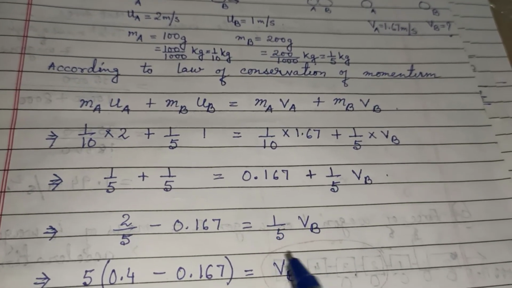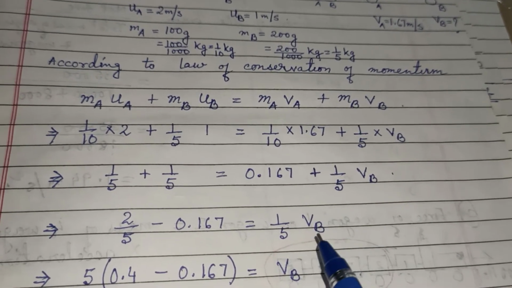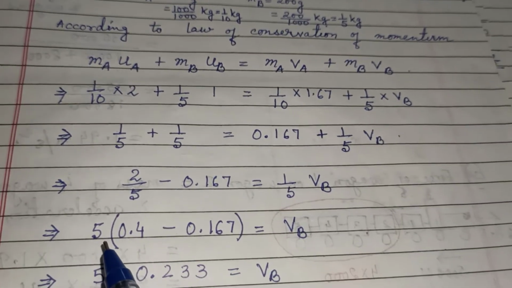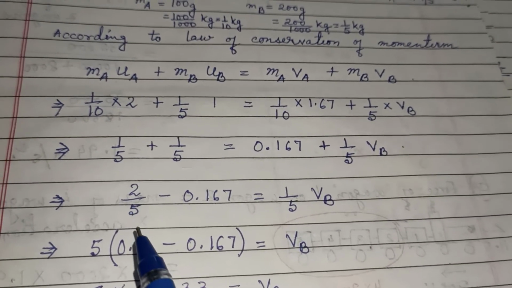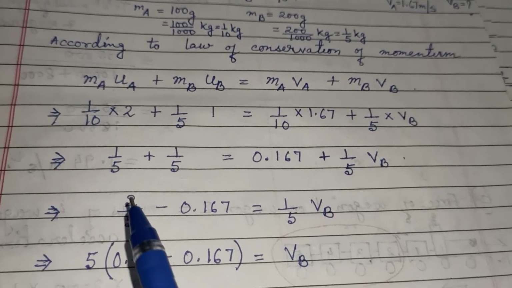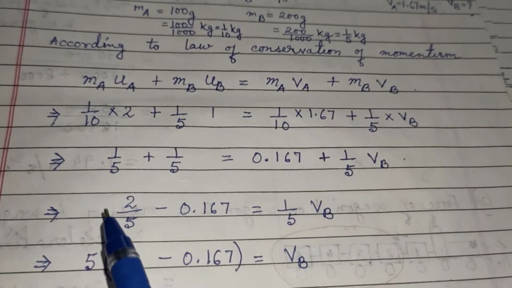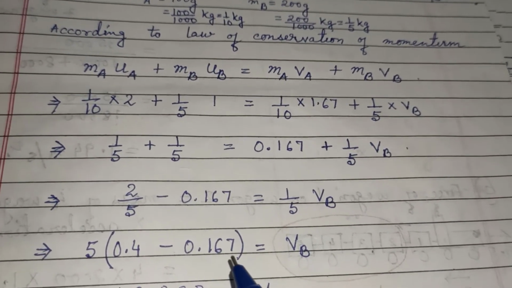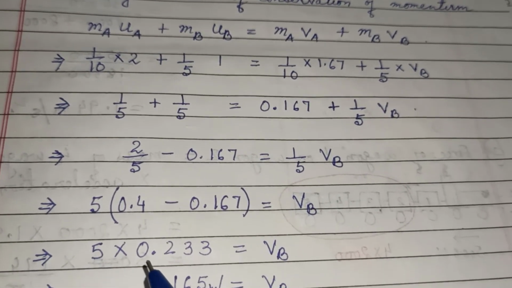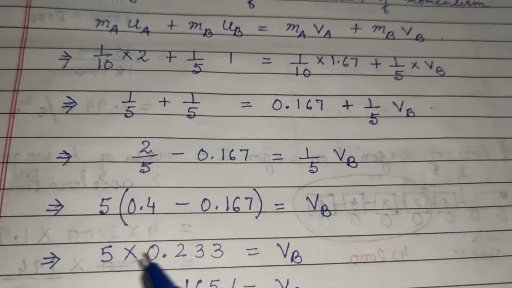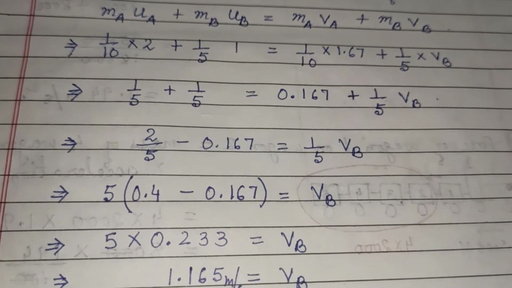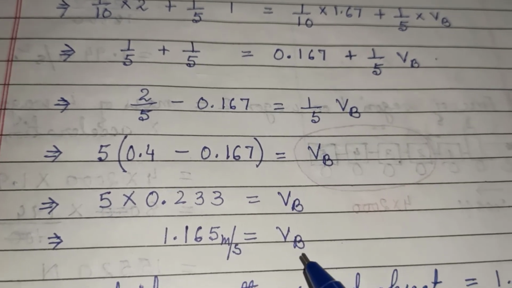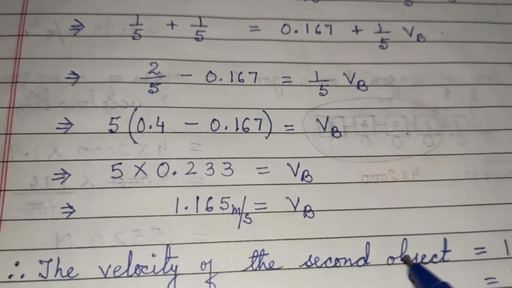This 1 by 5 we just write on the RHS side, and this 5 will multiply in the next step. So in this way, 2 by 5, if you multiply 2 on numerator and denominator, then you will get 4 by 10, and 4 by 10 is 0.4, minus 0.167. So if you subtract, you will get 0.233, into 5. So after multiplying, you will get 1.165 meter per second, and that is the final velocity after the collision of the second object.